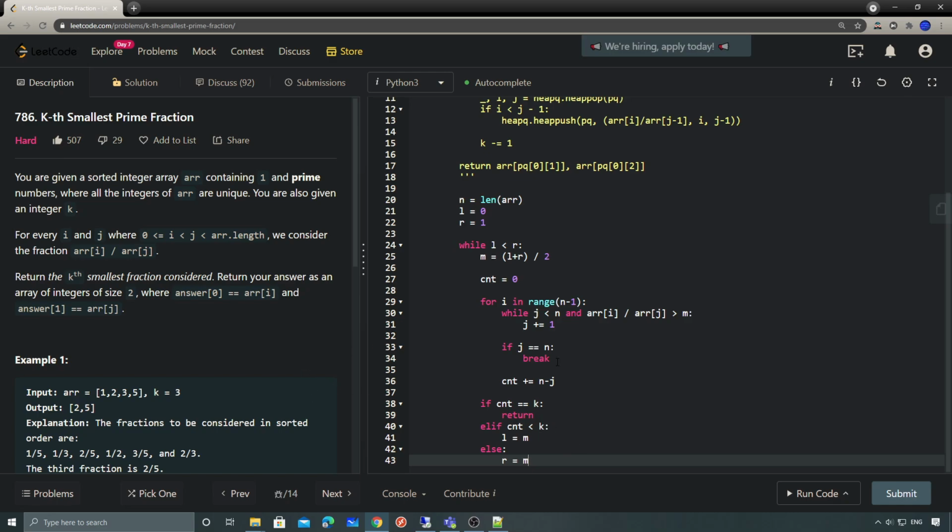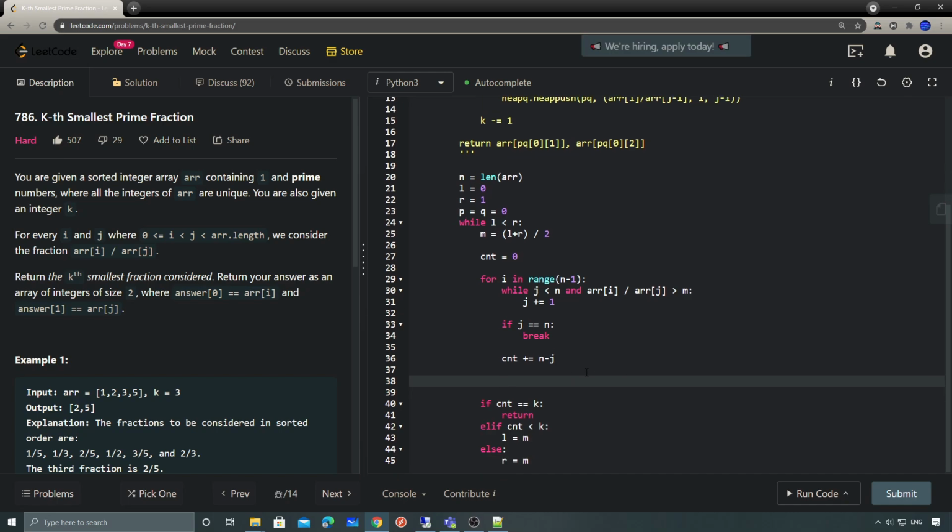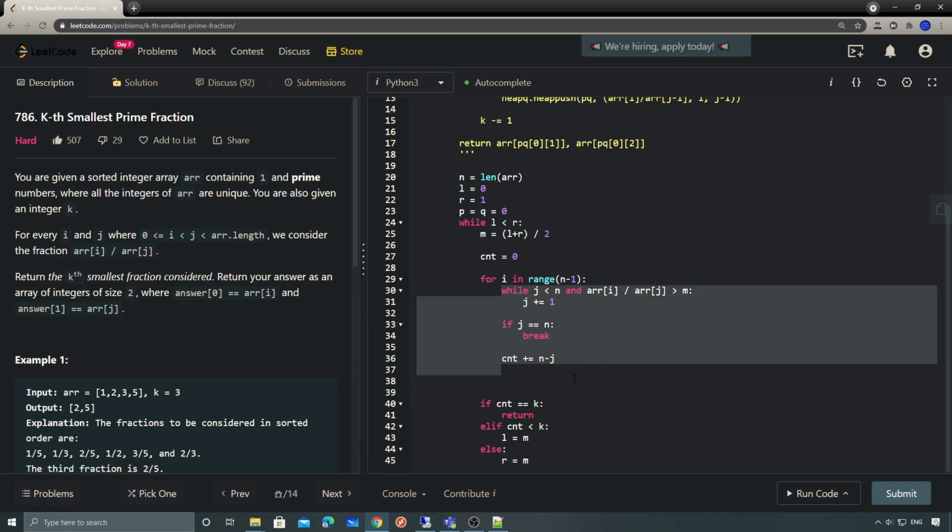But now the problem is, how can we find this p and these two numbers? Like I said, we want to find the fraction that's closest to the middle point. How can we find that? We can simply define another p and q, right? And every time we find the current biggest number, for the current loop here, we can do a check.